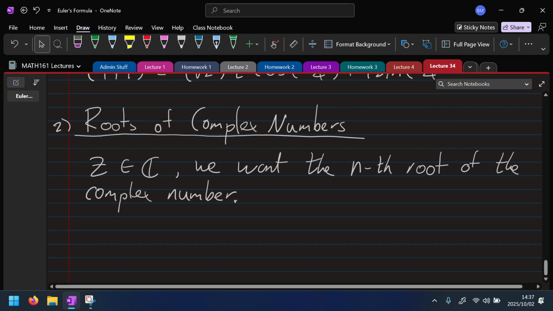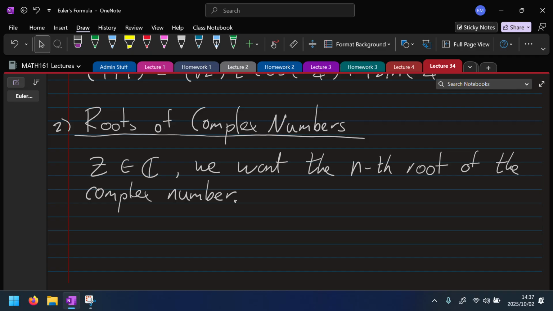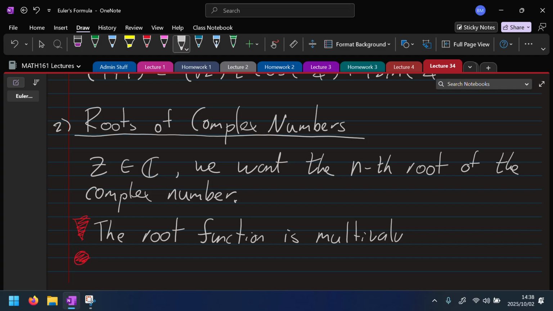So depending on the n, it's whatever root. So square root, cube root, fourth root, fifth root, and so on. Okay, now very big exclamation mark. The root function is multi-valued. Okay, so what does that mean?